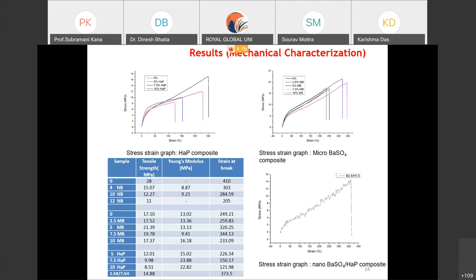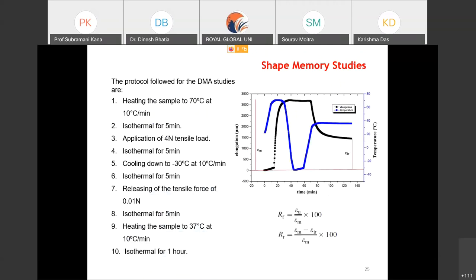That is what we wanted to see, whether to use hydroxyapatite composites or barium sulfate composites. We have used nano barium sulfate, micro barium sulfate and hydroxyapatite, and after that a mixed hybrid composite, where we mixed both hydroxyapatite as well as barium sulfate. You can see here that the maximum concentration we mixed was 10 weight percentage.